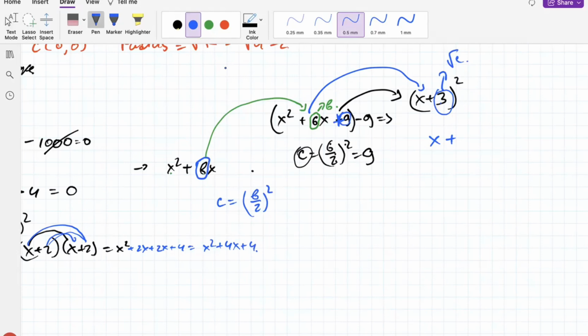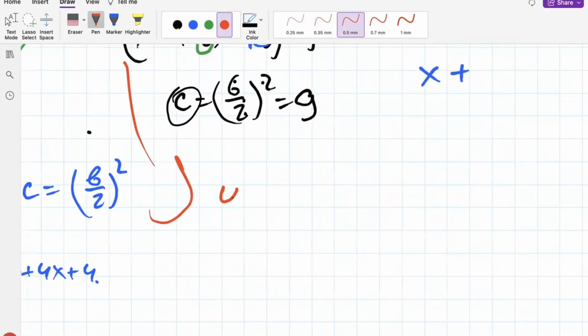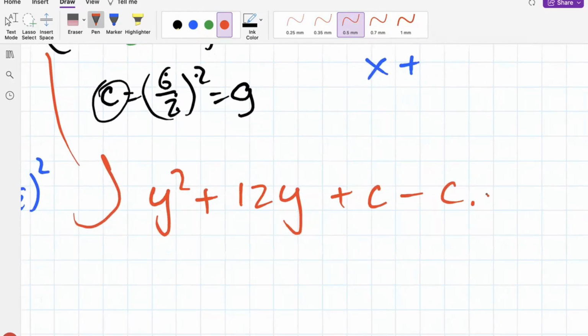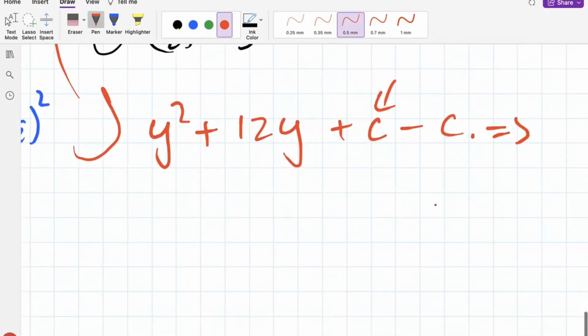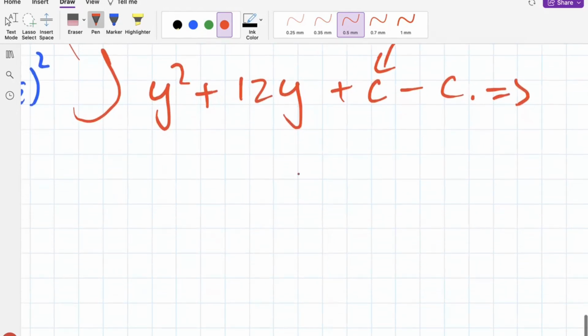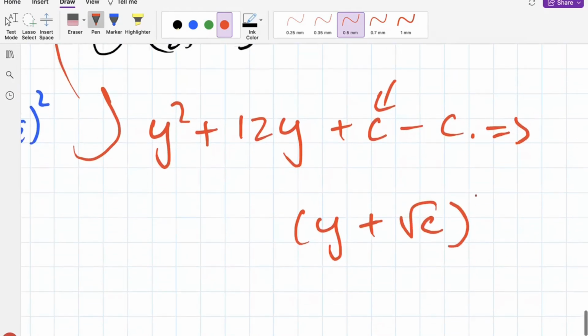The same thing you are doing for y. Maybe you will be given y squared plus, let's say, 12y plus c minus c. Okay, this is the task for you. Which c do we have to plug here? First, find the c, and then find this relationship, y plus square root of c, and give me the answer. You'll have 1 minute.